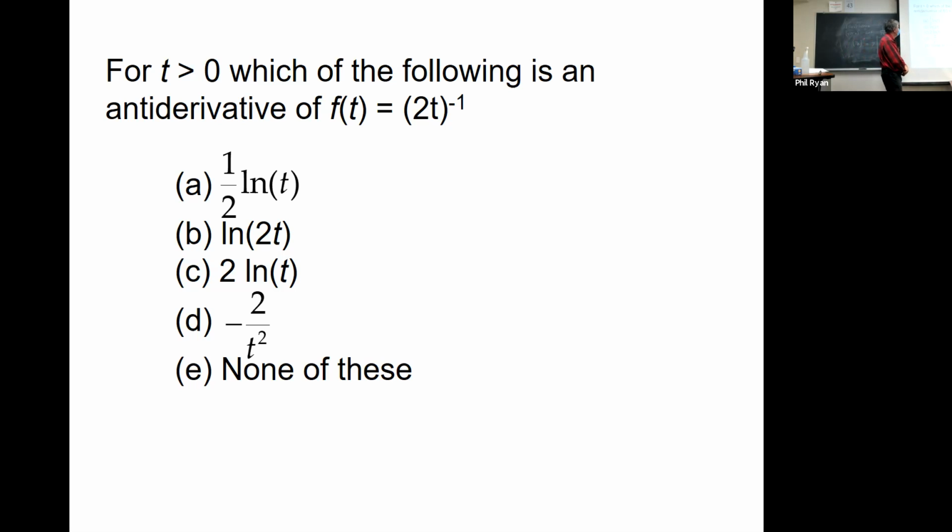Antiderivative. So let's go through them one by one. We want to have the antiderivative, so that means we want to take derivatives. Right? So what is the derivative of -2 over t squared?